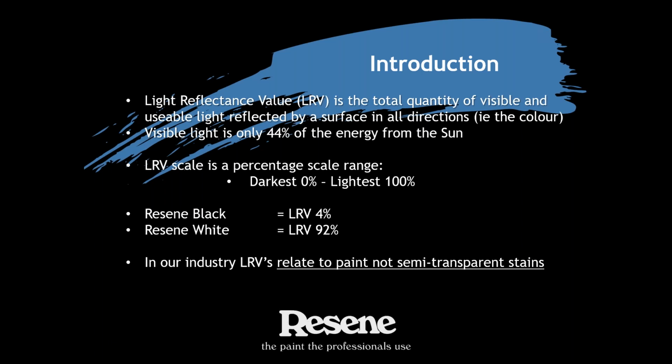And the LRV scale is a really simple scale. 0 is the darkest color, or black, and 100% is your lightest color. So you'll see a couple of examples on screen there of where the LRV scale sits. In our industry, LRVs relate to paint, not semi-transparent or penetrating stains. That's quite simply because paint reflects the light and the stains don't.